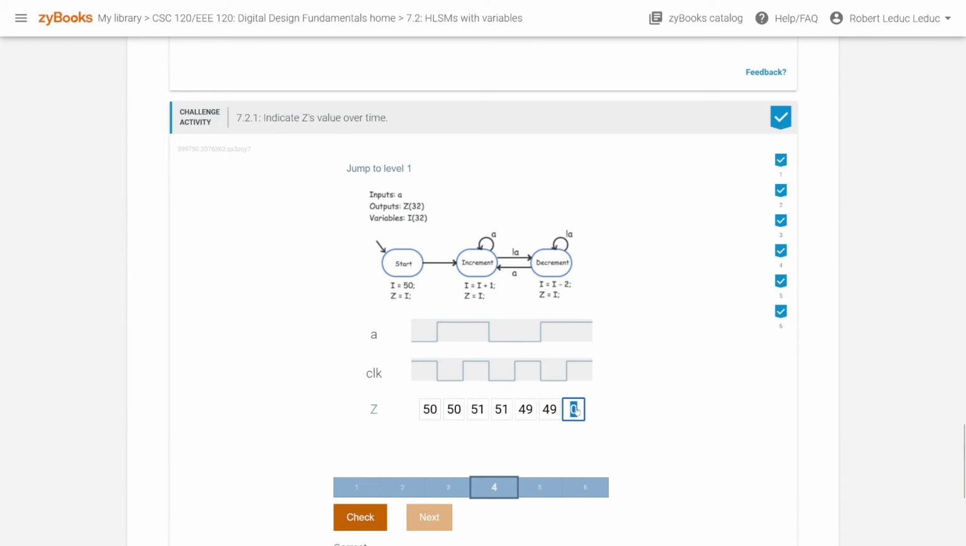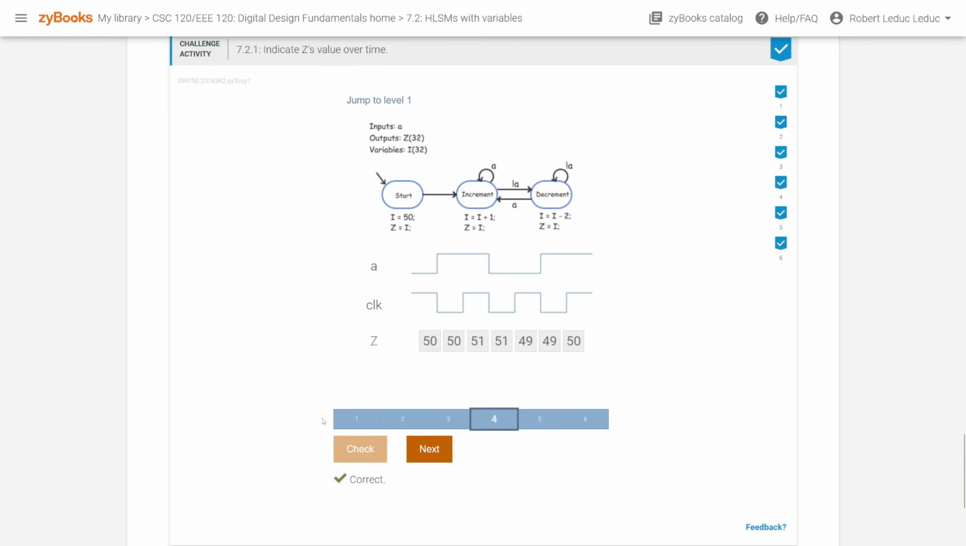Until we get to our final rising edge of the clock, in which A again goes to 1, and from the decrement state, a value of 1 for A takes us back to the increment state, where we will increment I by 1. Since the current value is 49, that'll give us a new value of 50, which will then become our output Z. So we'll give Z a value of 50, and then checking our answer, we are correct.